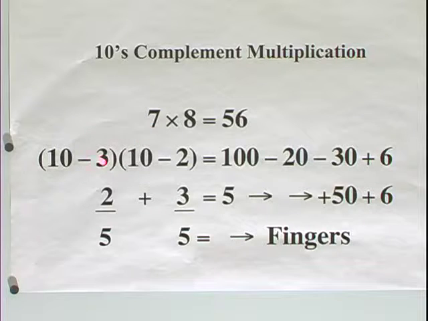Now, if there's 3 fingers open, there must be 2 closed. If there's 2 fingers open, there must be 3 closed. So if we add the closed fingers, 2 plus 3, we get a 5, and that's the 10's place. Multiplying the open fingers, we get the 6. Adding the closed fingers, we get the 5, the 10's place, and the ones place. So it is 56.